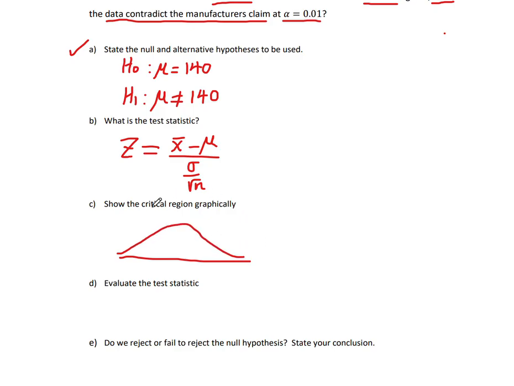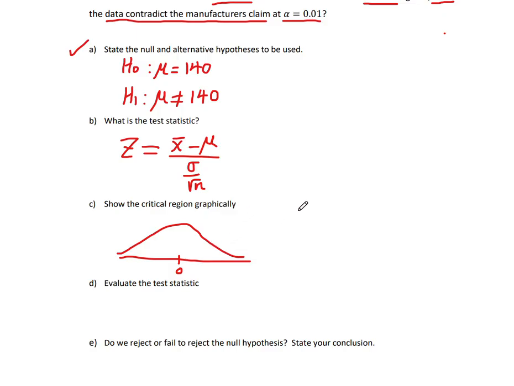In step C here, we're asked to show the critical region graphically. So we draw our symmetric or normally distributed curve, or standard normal curve more specifically. And the standard normal curve is symmetric around the center value of 0. And what we're really going to do here is mark our critical value, or critical values in this case, because it's a two-tailed test. We have to identify a critical value in both the right tail and left tail. And the regions to the left and right of those values would be our critical or rejection region.